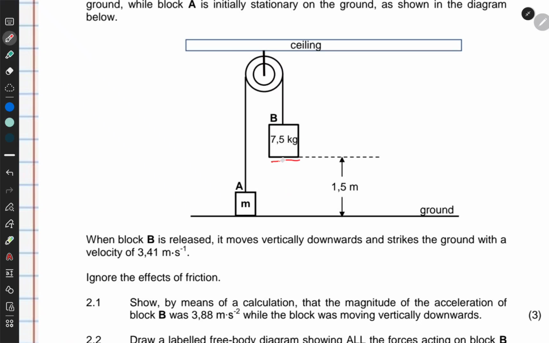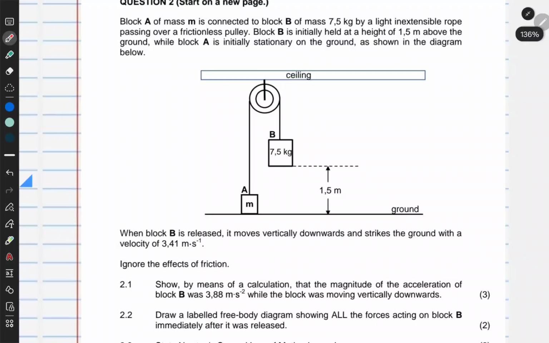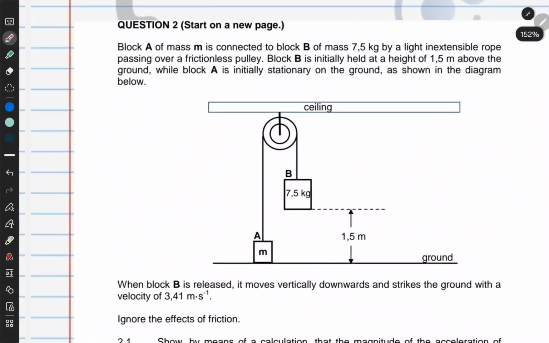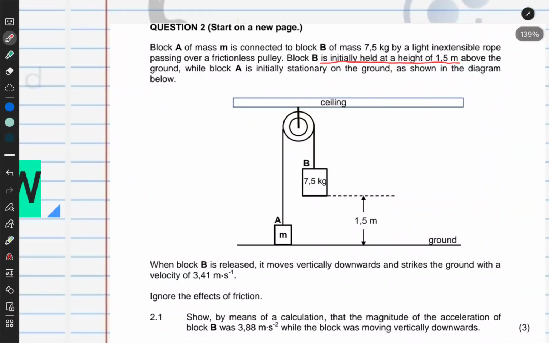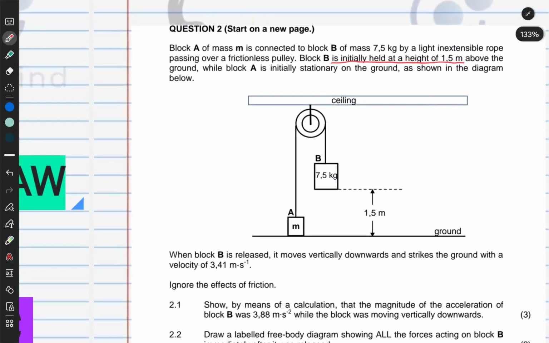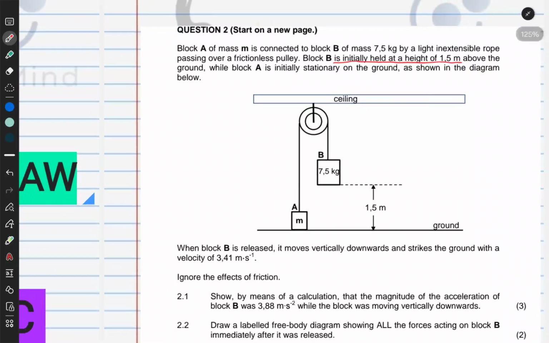Because if you check, even the diagram is saying B is bigger than A, so there's no way B is being held in position by A. You will see shortly why this is important, right? So they are telling us here it's initially held at a height. So someone is holding it. We don't know who it is, we don't care. But someone is holding it. It's not being held or being balanced by the weight of A. Okay. And then A is initially stationary on the ground as shown in the diagram below.